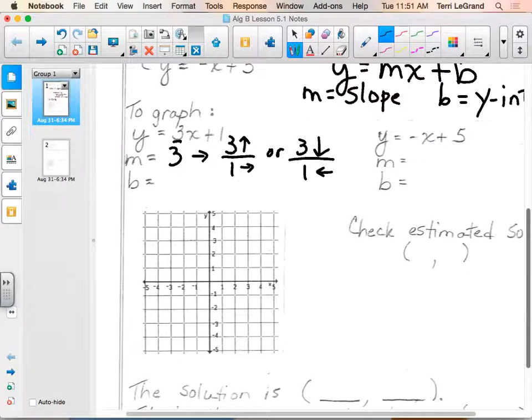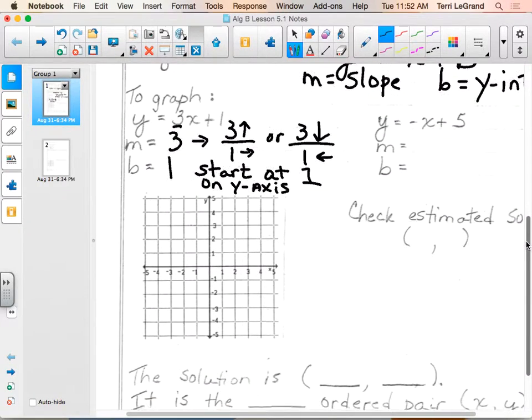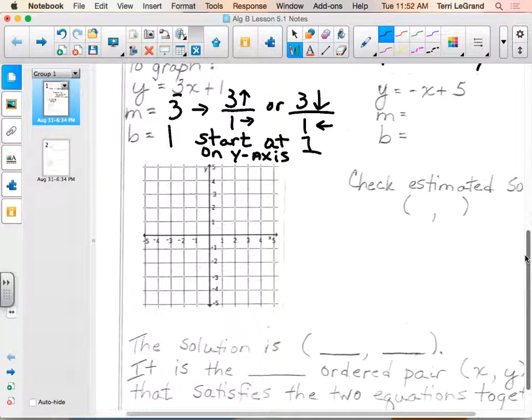So we'll get this practice in again. And then the y-intercept, what's the y-intercept for this one? 1. In other words, we're going to start at 1 on the y-axis. Let's put that in to remind ourselves. Start at 1 on the y-axis. That's what that tells us to do. Okay, so let's go ahead and do that then. Before we move on to the other equation, let's just get this one graphed. So start at 1 on the y-axis. Make yourself a point. And from that point, use your slope.